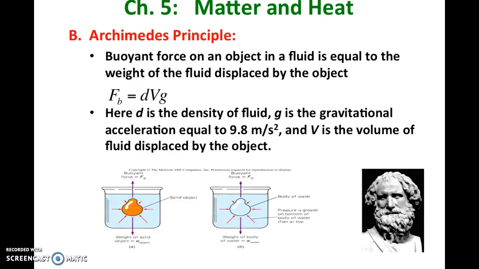Archimedes' principle or law tells us how to determine the buoyant force. It says that the buoyant force on an object in a fluid is equal to the weight of the fluid displaced by the object, Fb equals dVg. Here, d is the density of the fluid, g is the gravitational acceleration, 9.8 meter per second square, and V is the volume of the fluid displaced by the object.